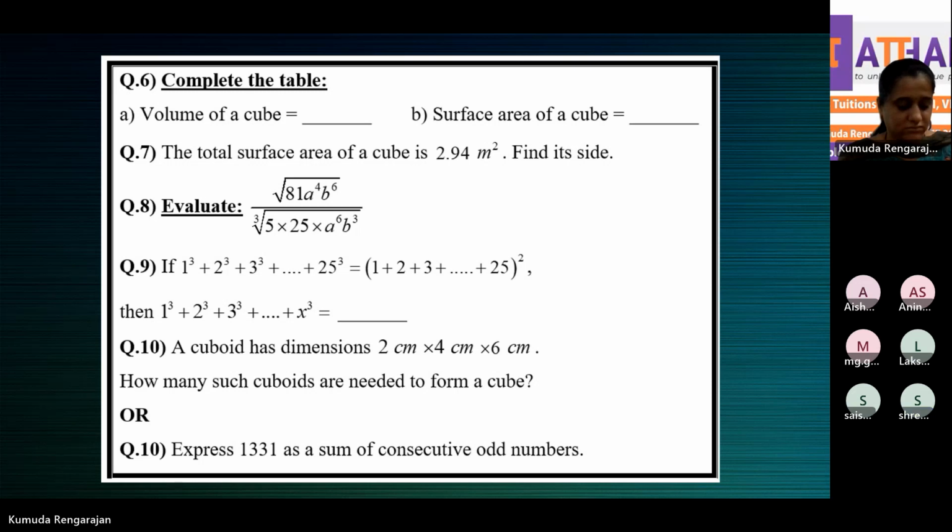Ma'am, I got the answer. Okay, what's the answer? 1.43, ma'am. 1.43, is it? Yes, ma'am. Okay. Let me see. Ma'am, I'm still solving. One second.